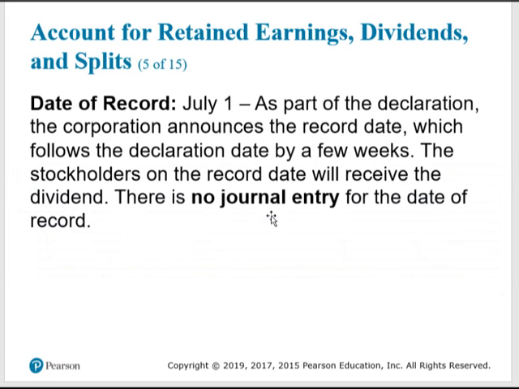The next date is the date of record. This is the date that's basically the cutoff for who owns the stock and who gets the dividends. Since stocks are sold all the time, there has to be a date where the company says you get the dividend, but you don't. No journal entry is required for this.